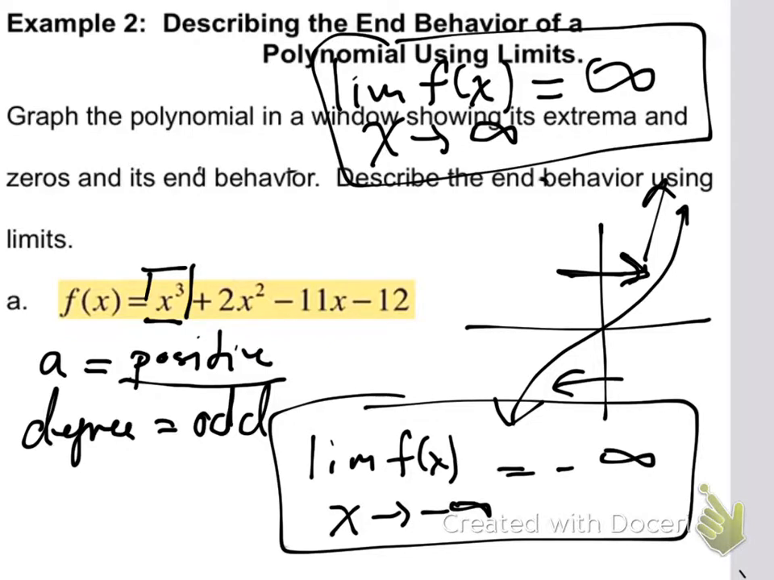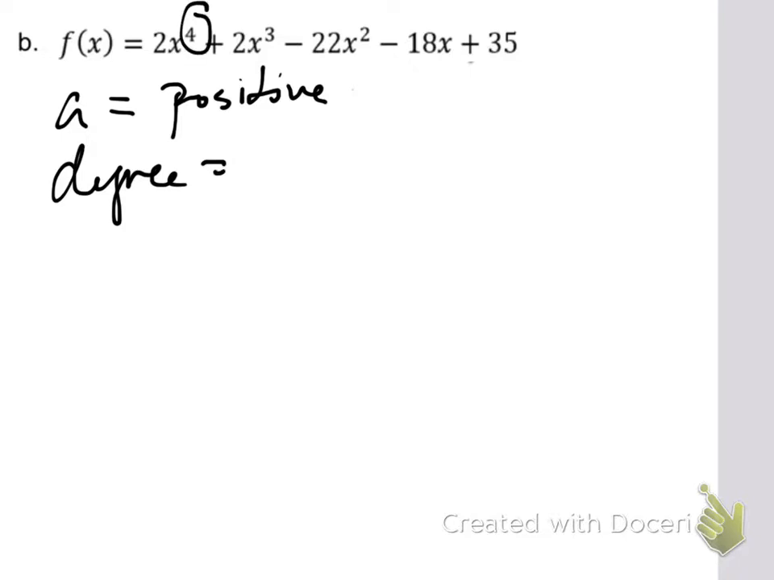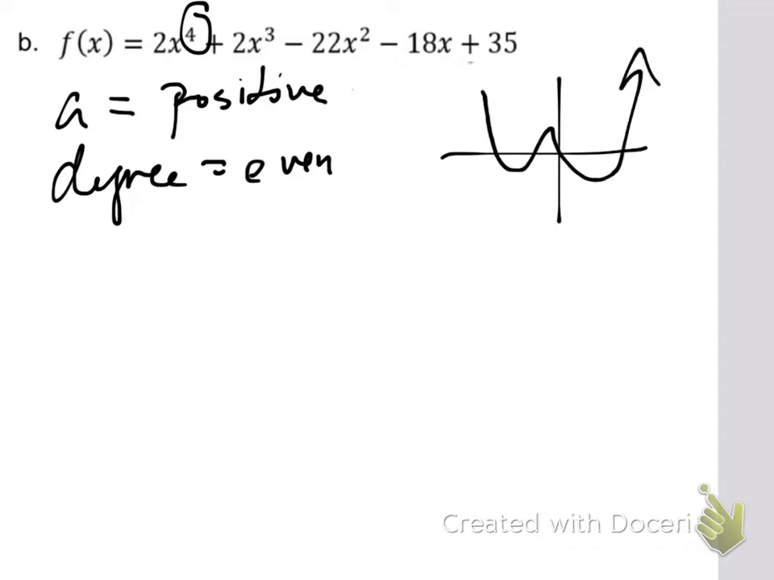Alright, next one. My leading coefficient is positive again. My degree is 4, so that's even. So an even degree with a positive leading coefficient gives something that starts up and ends up.